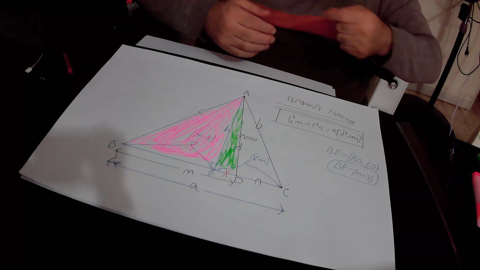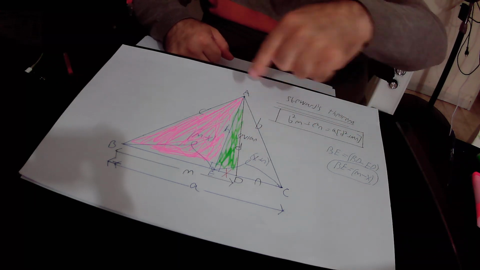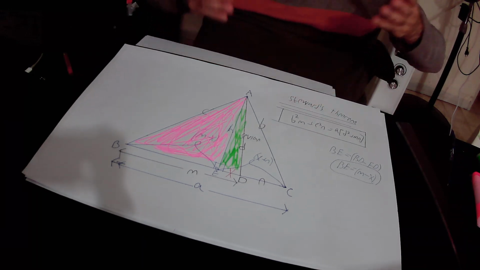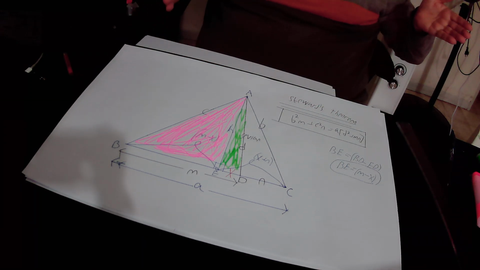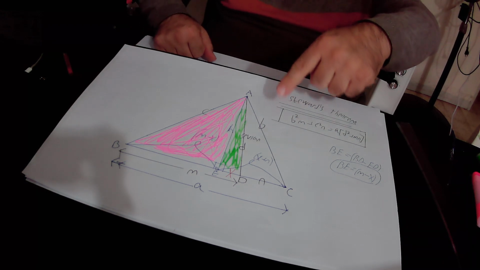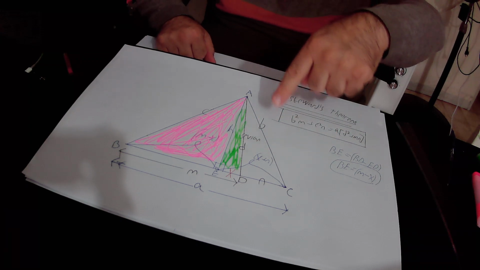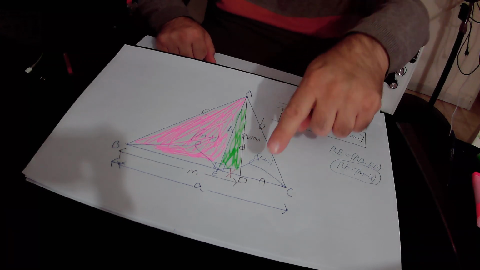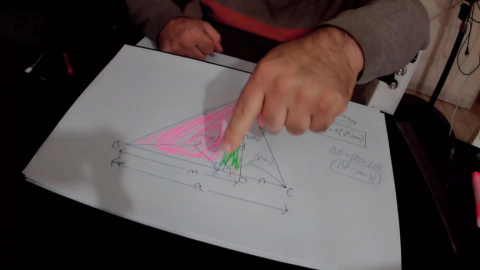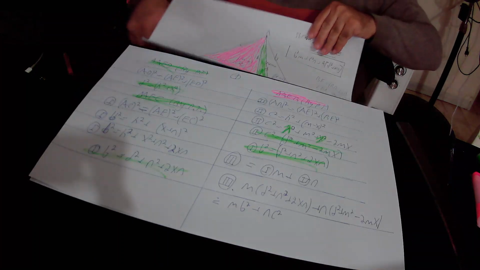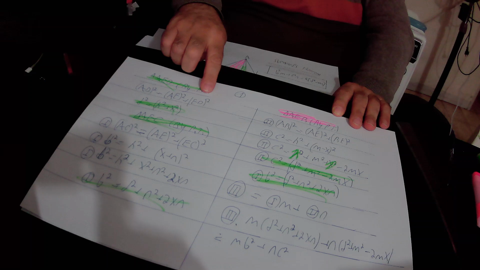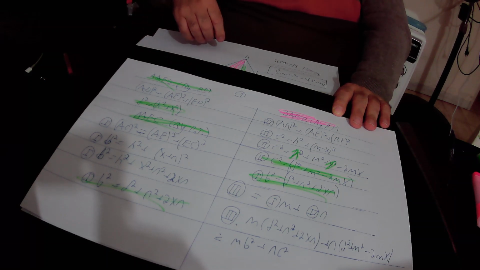Then we implemented the Pythagoras theorem on the right green triangle, triangle AED. According to the Pythagoras theorem, in any right triangle, the square of the hypotenuse equals the sum of the squares of the perpendiculars. The hypotenuse is AD, therefore AD square must be equal to AE square plus ED square. Again, in the right green triangle AED, AD square equals AE square plus ED square. Okay?